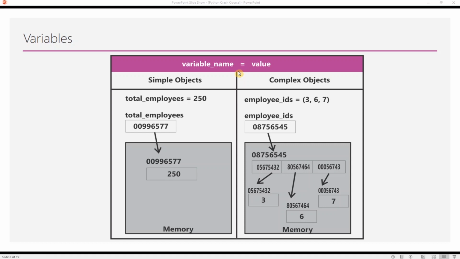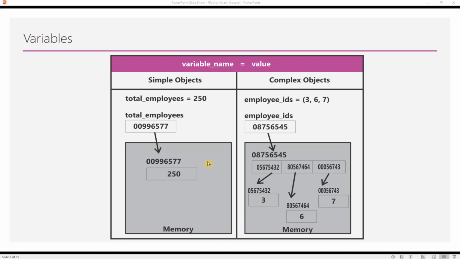Here you can see that we compare variables for both simple and complex objects. I have defined a variable total_employees and given it a value of 250 that pertains to a simple object. Python convention dictates that the variable name must be all lowercase with multiple words separated by underscores. Down below is an illustration of the internal mechanics of how the variable gets bound to its assigned value.